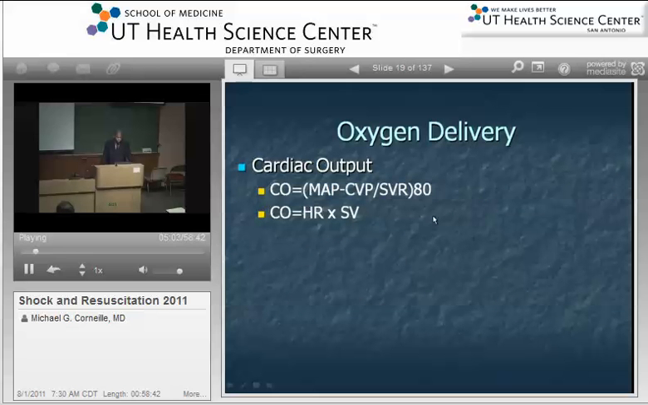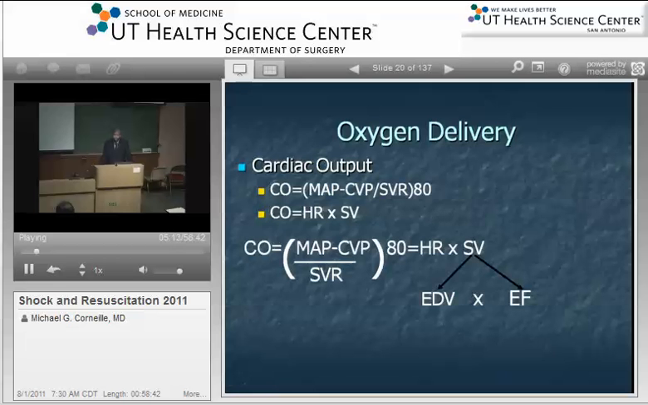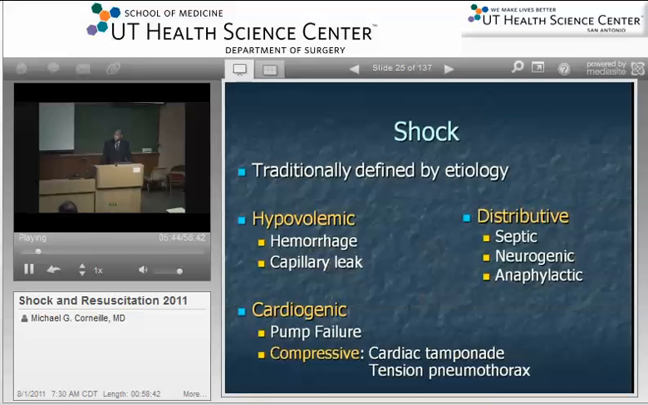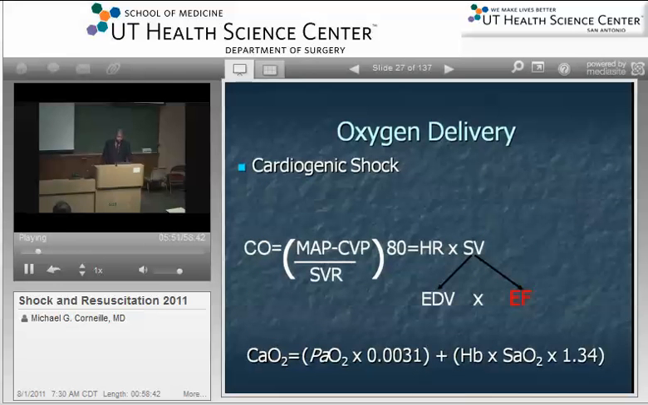Cardiac output can be described as mean arterial pressure minus CVP times the systemic vascular resistance times 80. It can also be described as heart rate times stroke volume. This can further be broken down into the end-diastolic volume times the ejection fraction. The central venous pressure, being that it approaches zero, essentially drops out. And so what's left becomes the mean arterial pressure, systemic vascular resistance, heart rate, end-diastolic volume, ejection fraction, hemoglobin, and oxygen saturation. And so shock, which was traditionally defined by etiology, can instead be defined in terms of oxygen delivery.